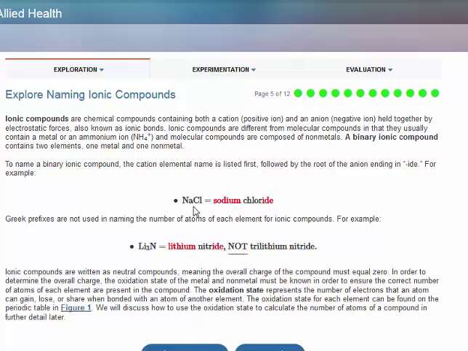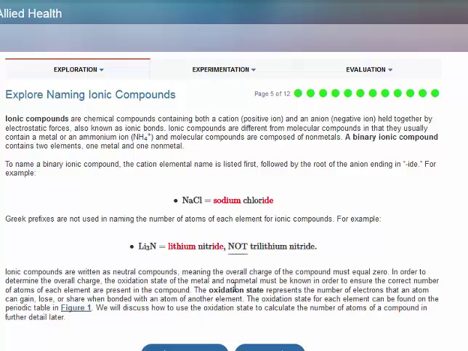If our anion is based on a non-metal, then it retains the element name and ends in "ide." So the name of this is sodium chloride, the name of this is lithium nitride. We do not say trilithium nitride or sodium monochloride. In ionic compounds, we know what the charges are, and we use those charges to determine the formulas.